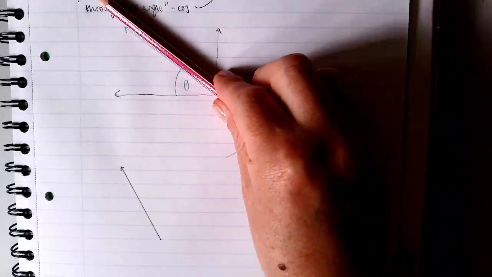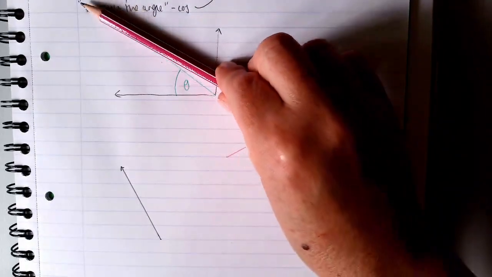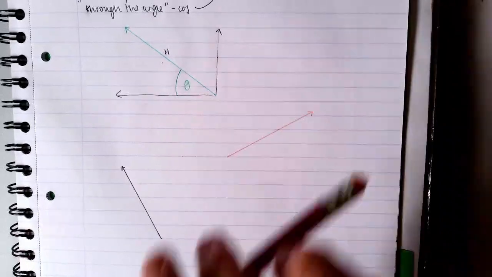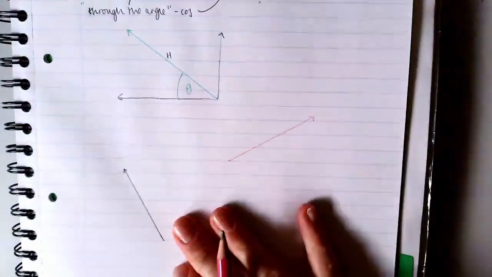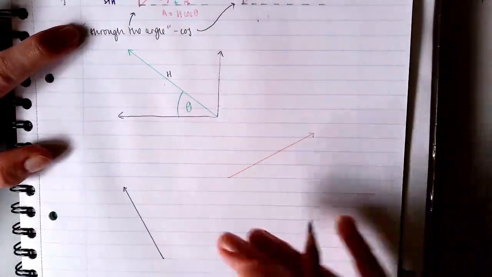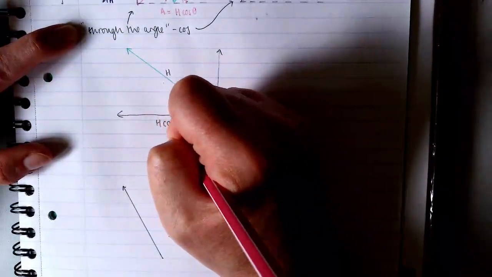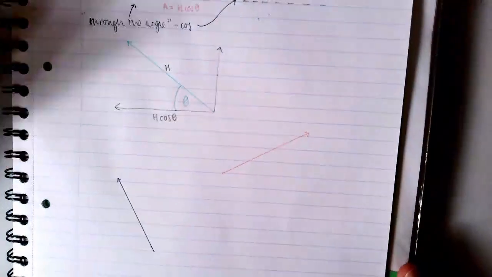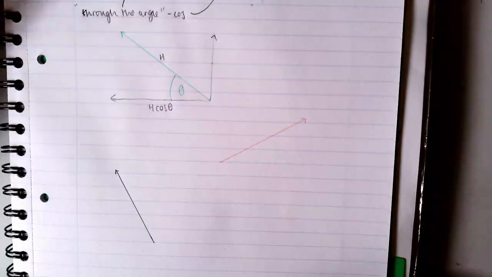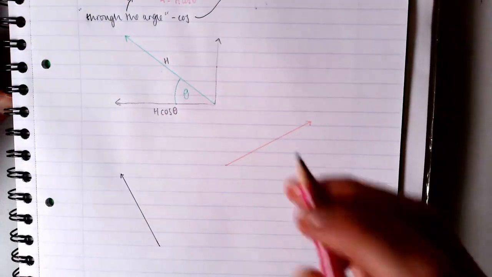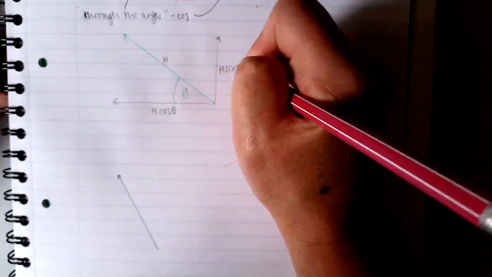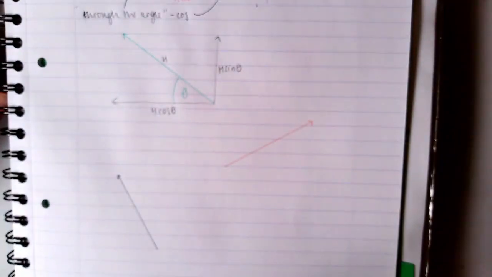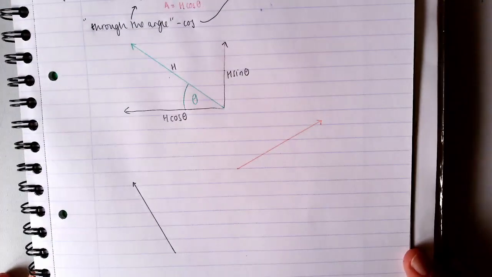So look, here's my original vector. I'm sweeping through the angle. We said that through the angle was cos. So without even drawing my right angle triangle and using Pythagoras, I already know that that's going to be h cos theta. And therefore, this one will be h sine theta.